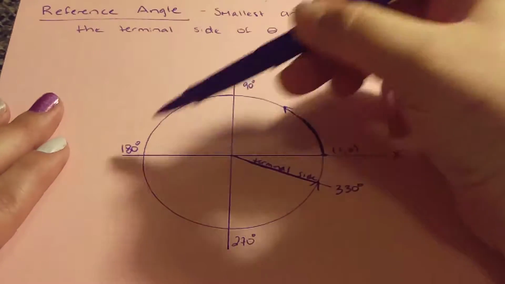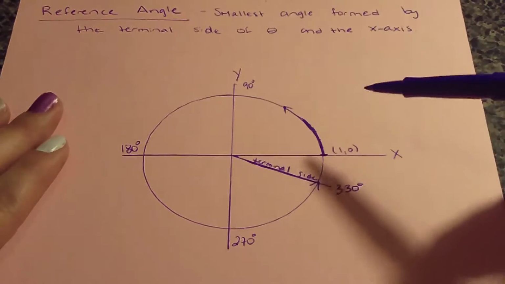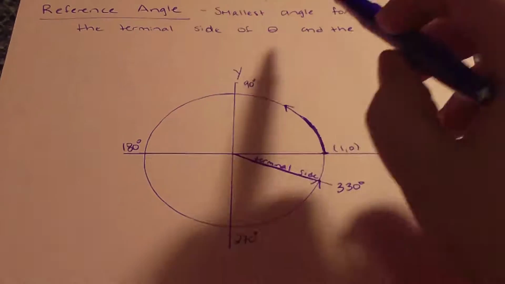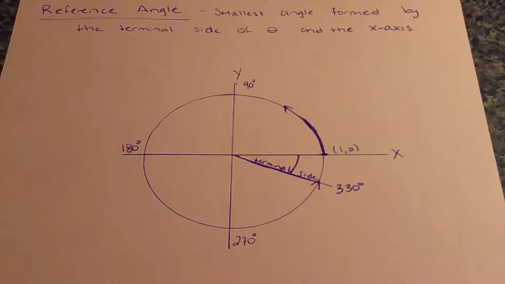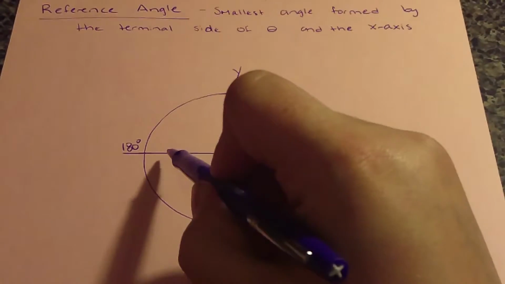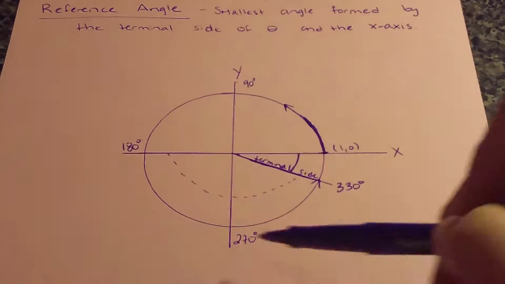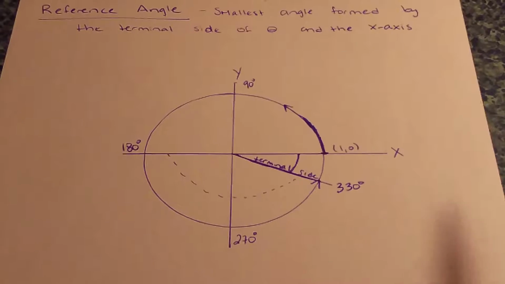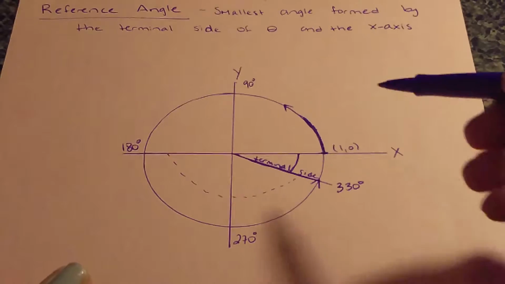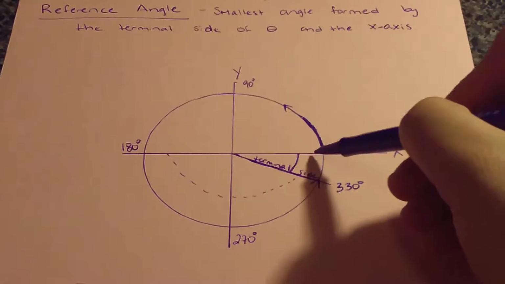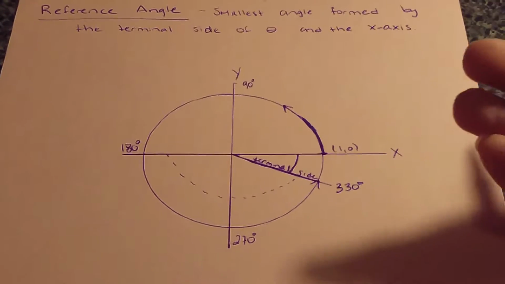Now the x-axis goes on two different sides of the circle, so no matter where your angle is, there will be a way to get quickly to the x-axis. The reason we say the smallest angle is because we're looking for this angle formed right here in between the terminal side and the x-axis, and not this really large angle that goes all the way around. Even though technically that dotted angle is an angle between the terminal side and the x-axis, it's not the smallest one that you can possibly form. So it's always going to be the one between the x-axis and the terminal side, the closest one that you can find.